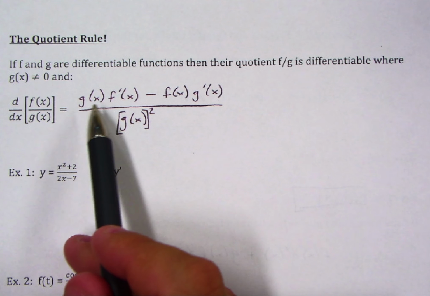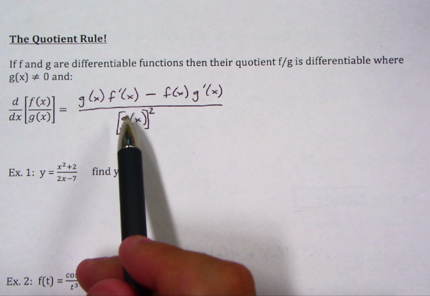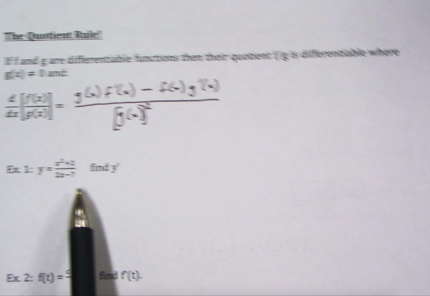And so if you just remember, it starts with low d high minus high d low over low low, you'll be in good shape. In fact, I'll have kids be taking a quiz, and I'll hear them kind of whispering that as they're doing it. Low d high minus high d low over low low. And now let's put it in action.